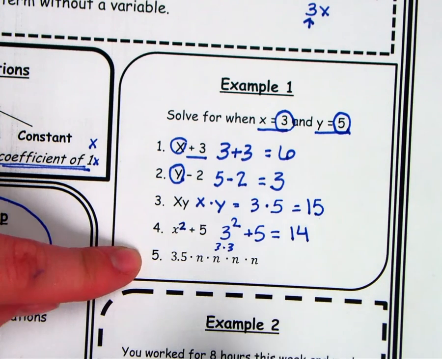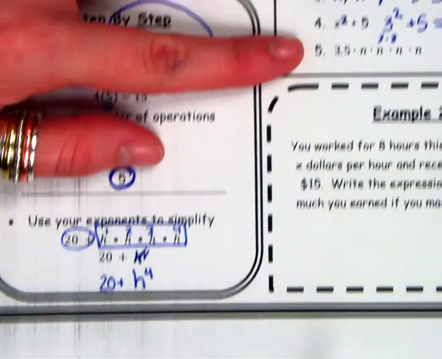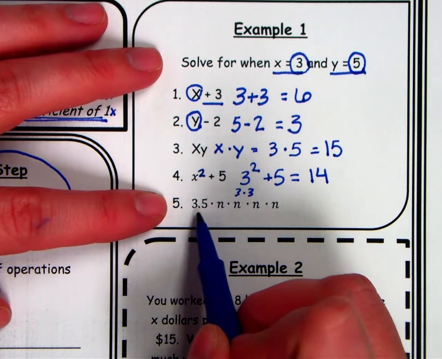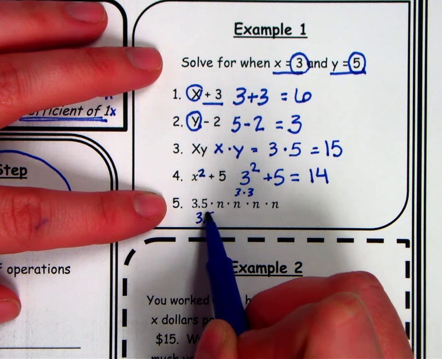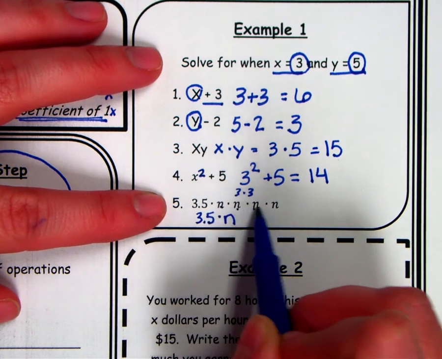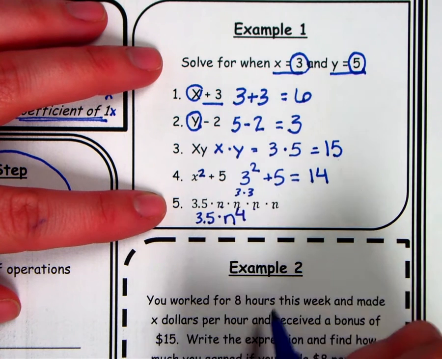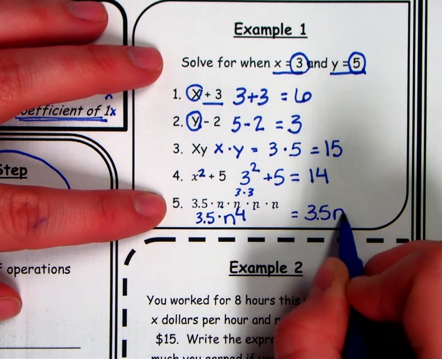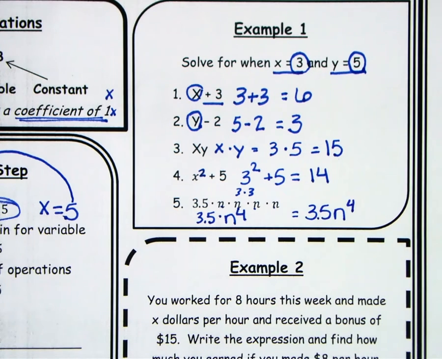This next one is similar to our step-by-step that was down here. So remember this. We're doing the same thing here. So we have 3.5 times n, and there's 1, 2, 3, 4, n to the 4th. So this one is 3.5 with n to the 4th. Okay, and that's it for that.